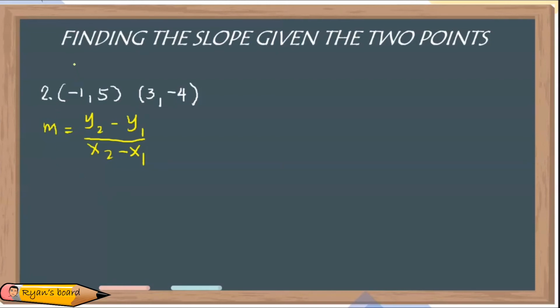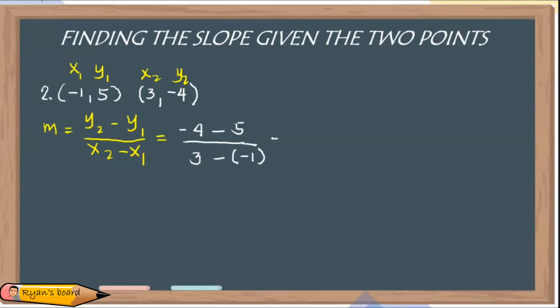And this is our x sub 1. This is a y sub 1, x sub 2. This is the y sub 2. Okay, substitute. Ang ating y sub 2 is negative 4, so you write negative 4. Copy minus. Our y sub 1 is 5. Okay. Over our x sub 2 is 3. Copy minus. Our x sub 1 is negative 1. So, since we have minus, then we have negative. Lagay mo sa parenthesis yung negative 1.